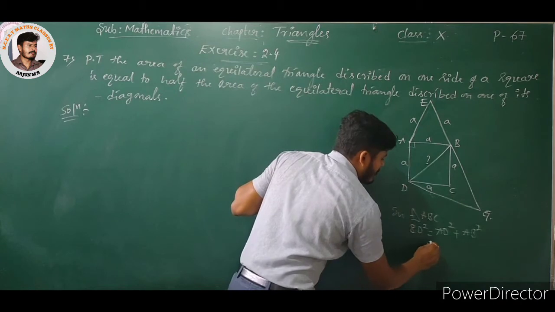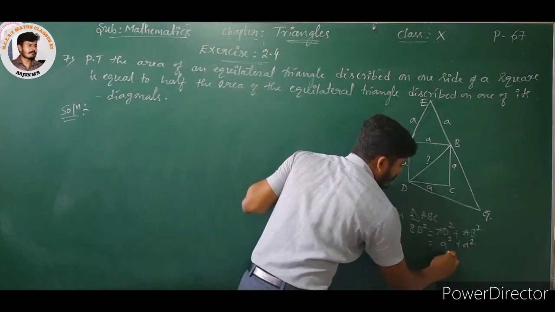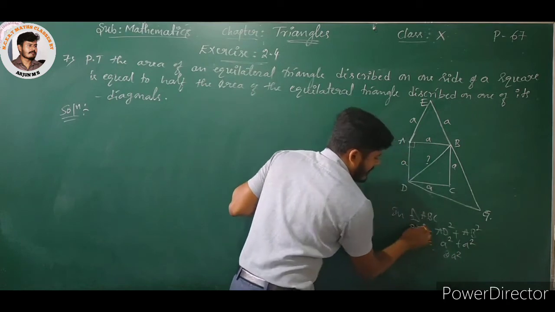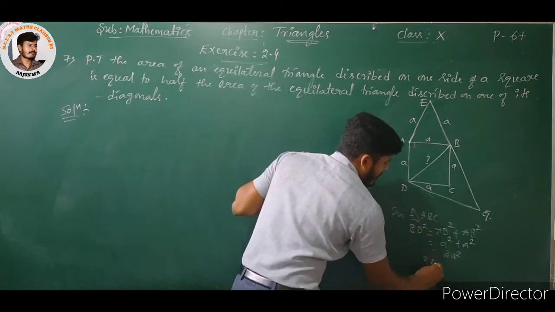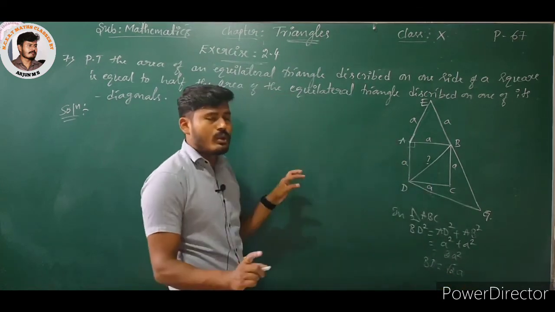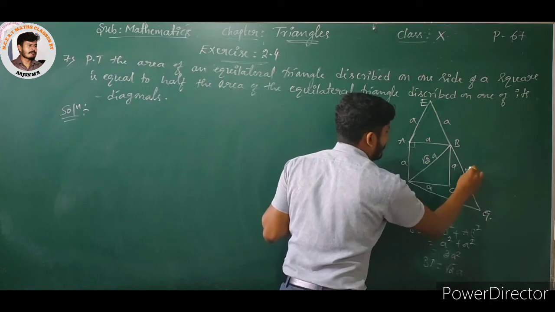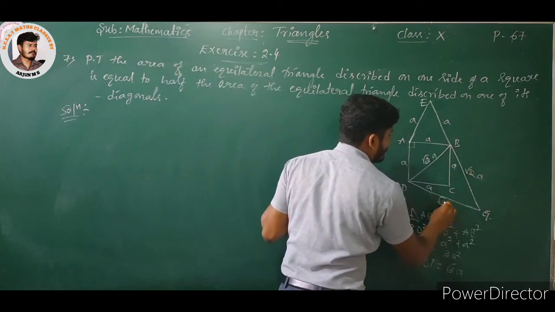So BD square is equal to A square plus A square, which is equal to 2A square. You just transpose the square to RHS. So then BD is equal to root 2A. Root 2A is the measurement of this, as well as root 2A.